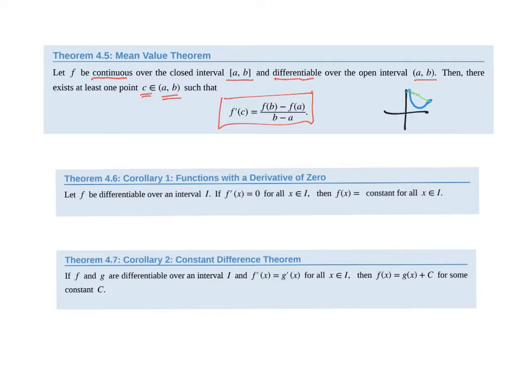So based on my picture, that looks like it might be about here, and this is a tangent line coming through here, and those, the blue and the red, are parallel. So the derivative at point C, which is the slope of the tangent, is equal to the slope of the secant connecting a comma f of a and b comma f of b. So that's the mean value theorem.